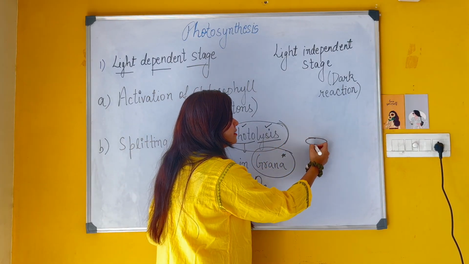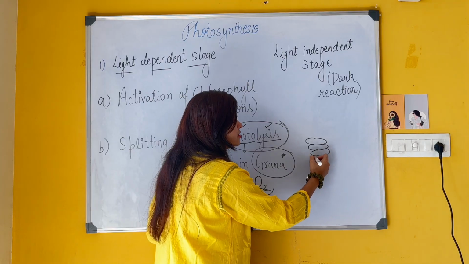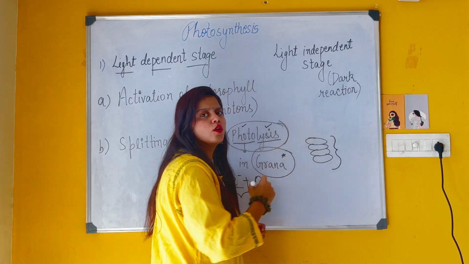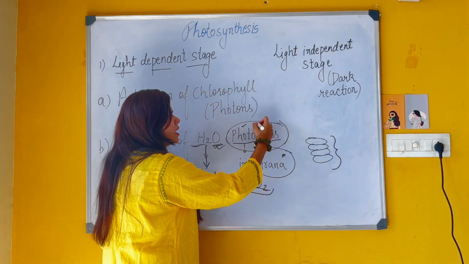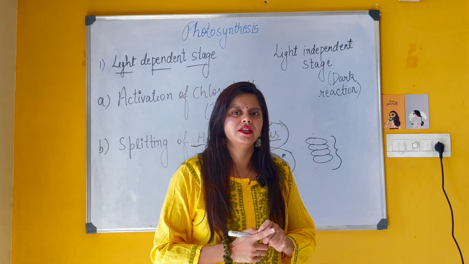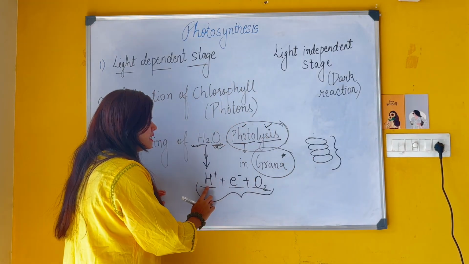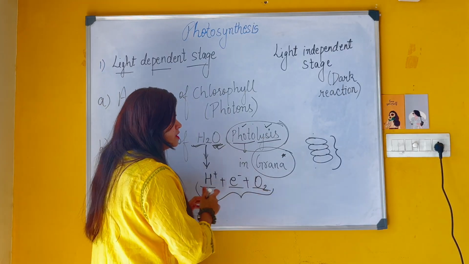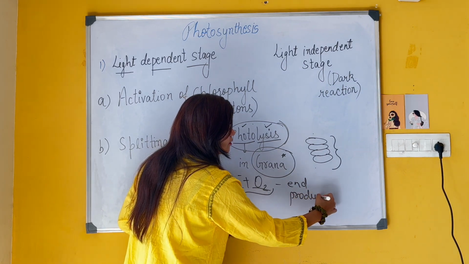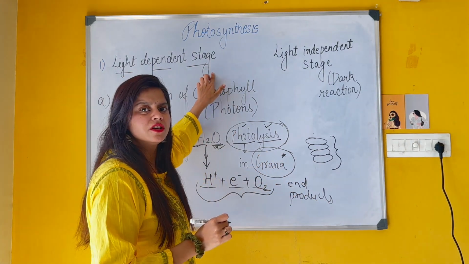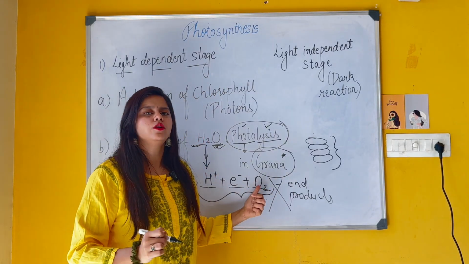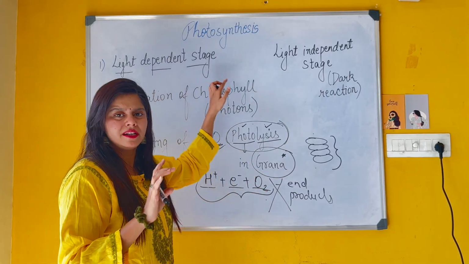Chloroplast has coin-like structures present. These coin-like structures are called thylakoids. The entire stack of thylakoids is called grana. So what is the location for photolysis? Grana. Now my question is, do you think H plus ions, electrons and oxygen are end products for the light dependent stage? No, these are not the end products. H plus, electron and oxygen are not the end products of the light dependent stage.